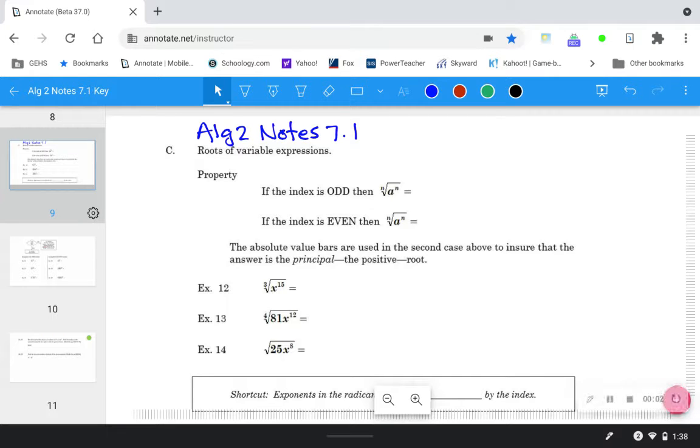Okay, welcome to Algebra 2, notes for section 7.1, and this is 3/4 of the way. It's actually page 3 of 4 pages, so 3/4 of the way through the notes. Now, what we're going to look at here is roots, like square roots and cube roots and so forth, of variable expressions with exponents on them.